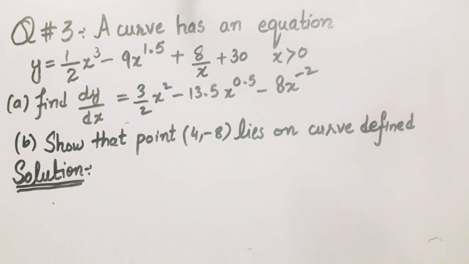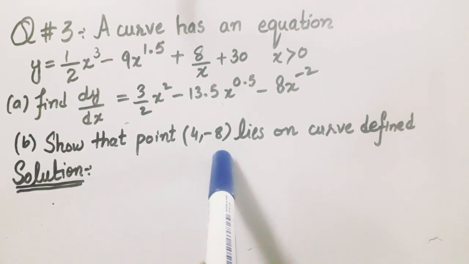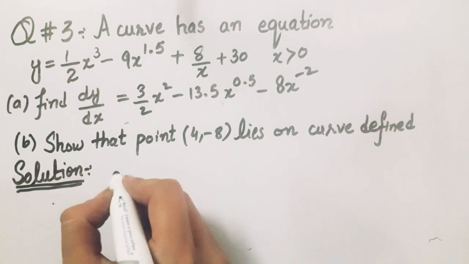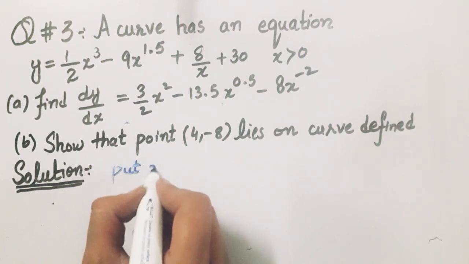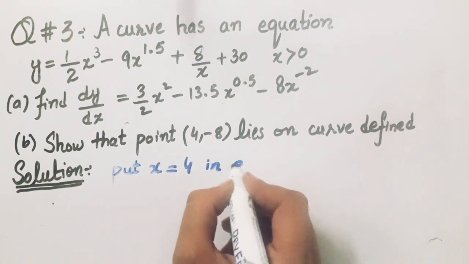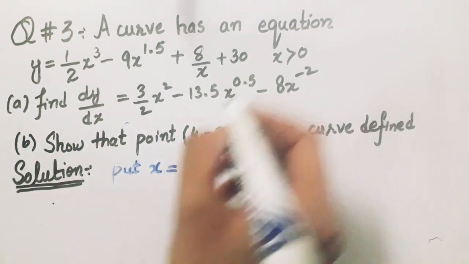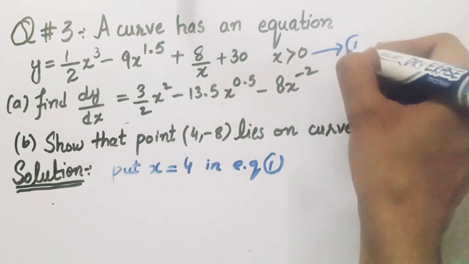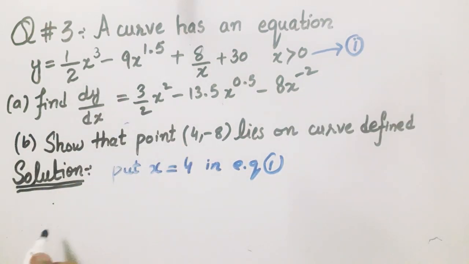Now the b part is: show that the point 4 and minus 8 lies on the curve defined. Now we have to verify that the point where the x coordinate is 4 and the y coordinate is minus 8 lies on the curve defined. So for this purpose we will substitute the value of x: put x is equal to 4 in equation 1. So this is the equation 1, and we will put the value of x, that is 4.